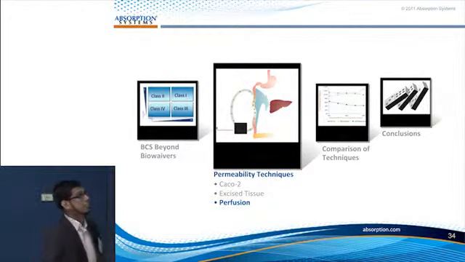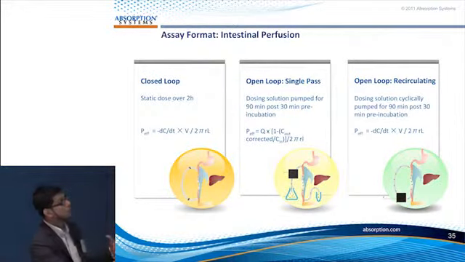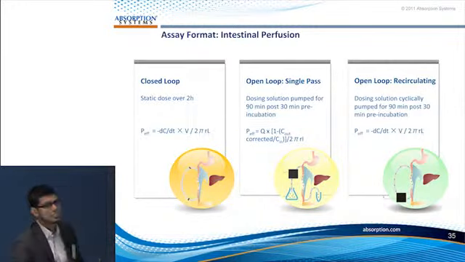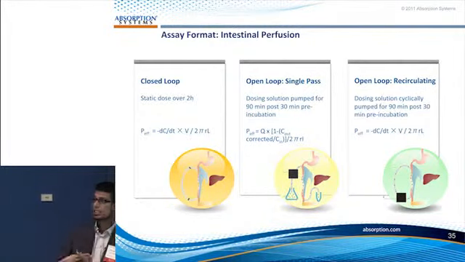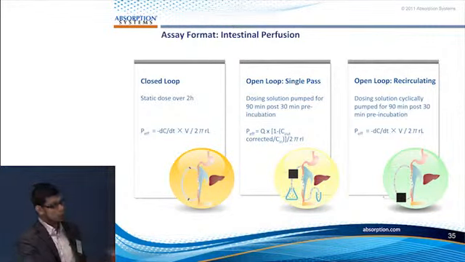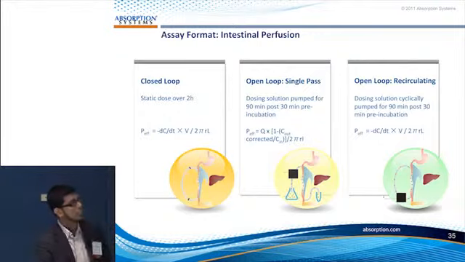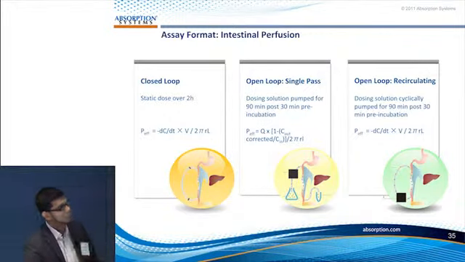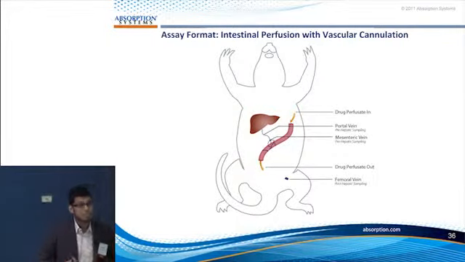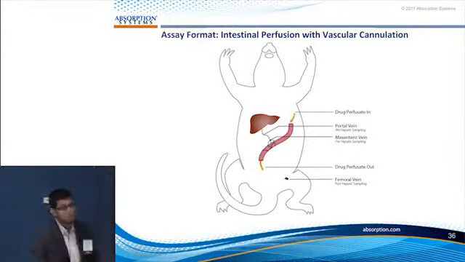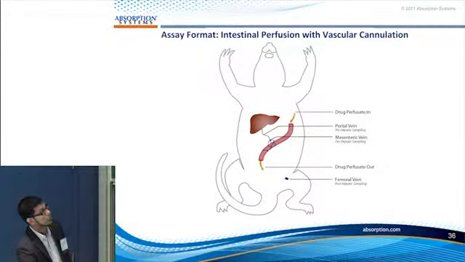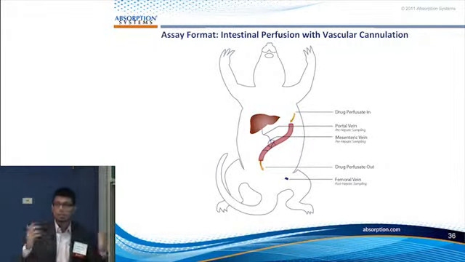The next technique is intestinal perfusion. There are two ways you could run this, closed loop or open loop. Closed loop is a static model where your dosing solution is in contact with the intestinal tissue for the entire duration. With open loop, you can go either single pass or recirculating. Both of these are similar and equally popular types of models. In addition to monitoring disappearance from the donor side, you could also pick up the compound that appears on the plasma or the serosal side. You could look at this in the portal vein, in the mesentery, femoral, multiple options.